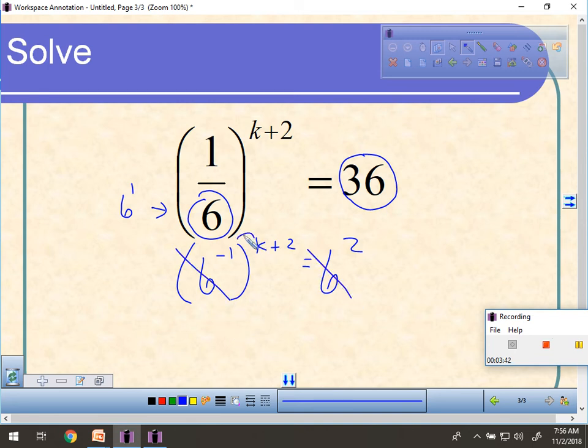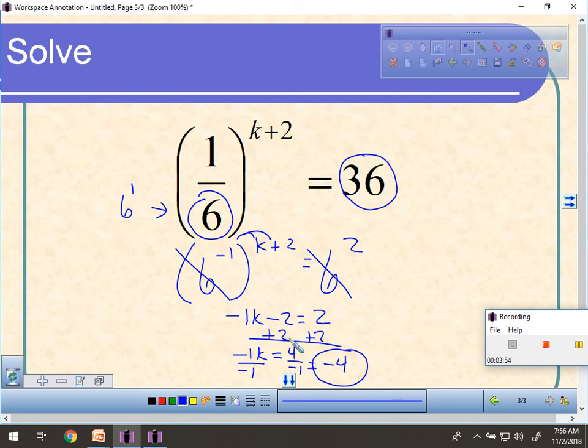And so distribute, you get negative 1k minus 2 is equal to 2. Then just add 2 to both sides. You get negative 1k is equal to 4. And divide by negative 1, you get negative 4 as your answer. So if there's never an exponent to use, remember it's understood to be 1 right there. But because it's a fraction, it had to be a negative 1, not a positive 1.